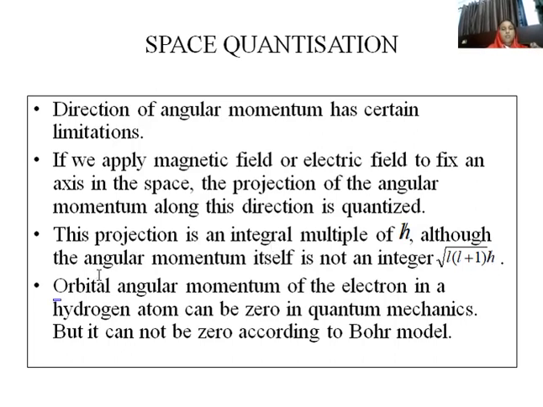Now, the orbital angular momentum of the electron in a hydrogen atom can be zero. But in the classical concept or semi-classical approach, the Bohr model never allowed this type of orbital angular momentum. But the Schrodinger equation allows zero orbital angular momentum.